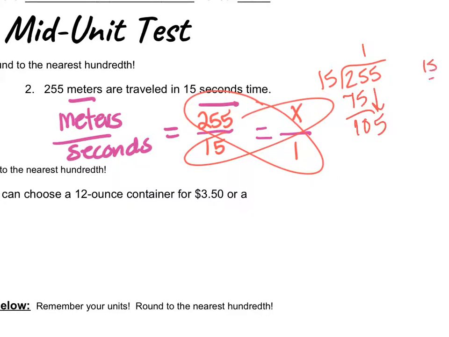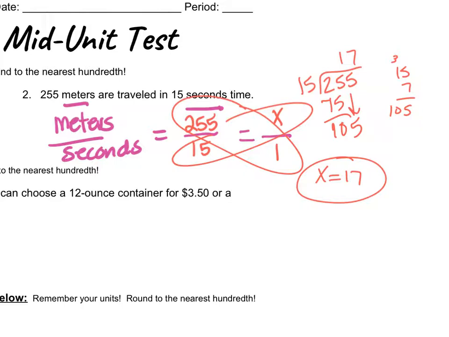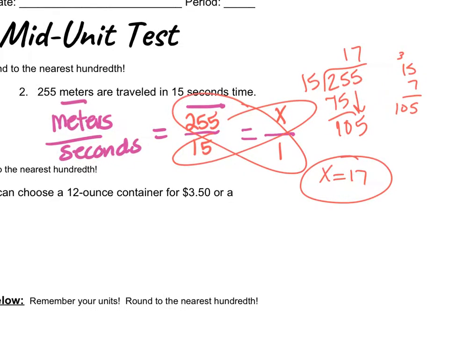105, 15, I'm hearing 17? Yeah, 7. It's 17. Good. What? 17. You're incorrect. Double check. 15 times 7 would be 105, so that would go in there exactly right. So 17 meters in 1 second.